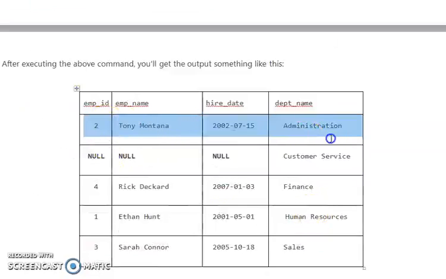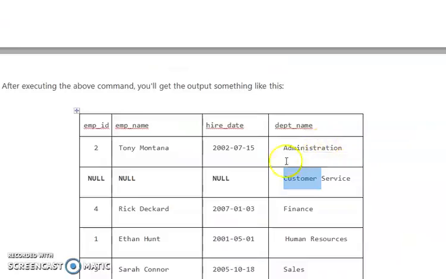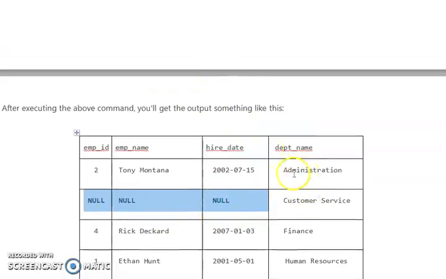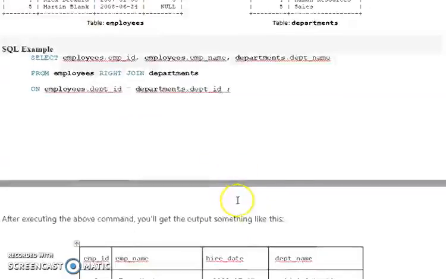These are the matching records 2, 4, 1, which have all matching values, but customer service did not have a matching record, so it is also considered in the output, and the corresponding columns of the first table will have null values. So right join considers all the matching records from both tables plus the remaining records from the right table, and the corresponding values of the first table columns will be null. This is called right joining.